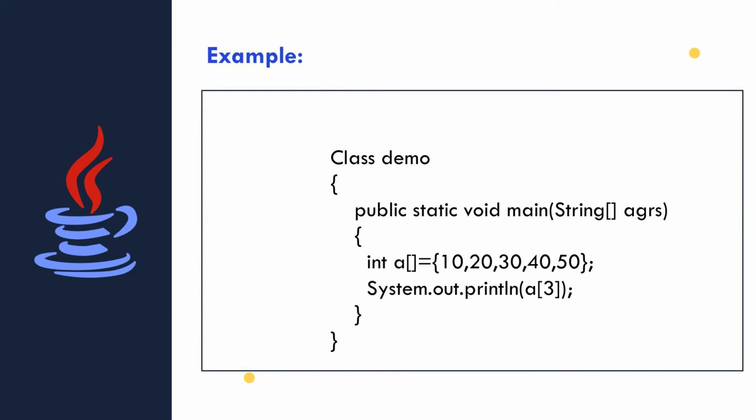Let us understand with the help of an example. First we have to create a class whose name is Demo. Then we have to initialize an array under the main method. int array a, then assign the elements to the array a. Array a is a reference variable which refers to the indexes of the array. Suppose we want to access the element 40 of the array, we have to use the index value 3 with a. It will print the element 40 because element 40 is located at the third index of the array, as you can see in this example.